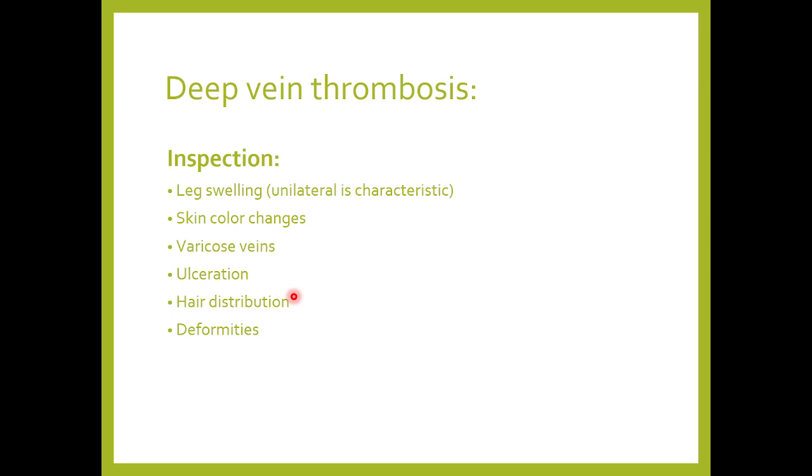Unilateral leg swelling is characteristic of deep vein thrombosis. So by inspection, you say that both legs look swollen, or that the legs look of normal contour, or you can say there is a unilateral leg swelling that is suggestive or characteristic of deep vein thrombosis. Look for skin color changes, whether there is redness or pale skin, and varicose veins, a risk factor for deep vein thrombosis. Any ulceration occurs due to chronic ischemia. Hair distribution, is it normal or abnormal, and any overt deformities, all these by inspection.